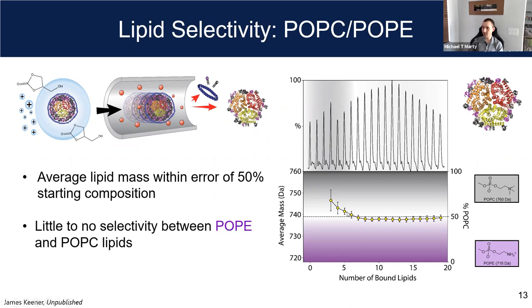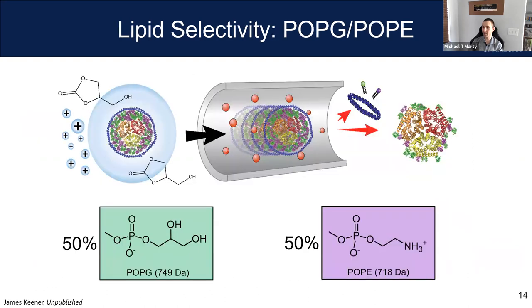Now there is a subtle deviation here. I would say overall, there's little to no selectivity for POPC over POPE, except for these few tightly bound lipids, right? You'll see that this distribution kind of ticks up. And that indicates that for maybe five of the bound lipids, there is a slight specificity reaching maybe 2 to 1 at best. All right, you'll see this come back to play later.